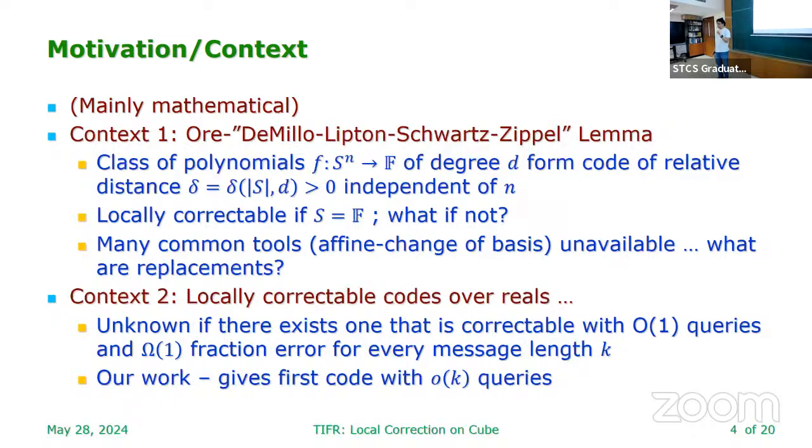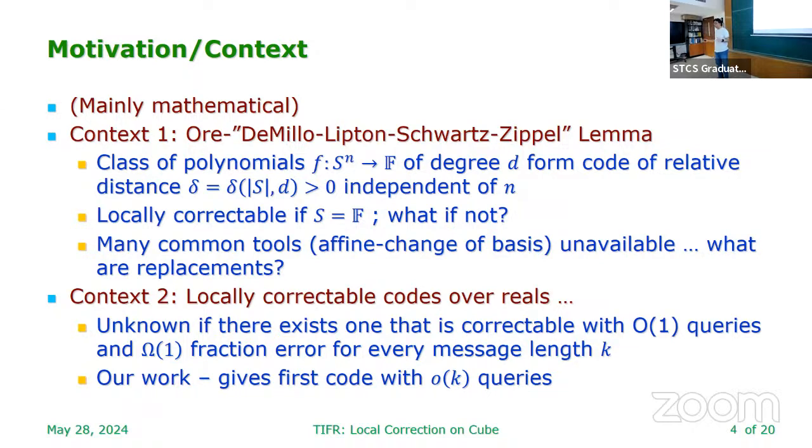With the following feature: we don't care what the rate of the code is. The message length is something, so the number of coefficients of polynomials or whatever we are looking at should be some growing number. Its encoding can be as large as you want, but you should be able to correct a constant fraction of errors, and we don't care what the constant is, just some positive constant fraction of errors. But the number of queries should be constant. And we don't know the answer to this question.